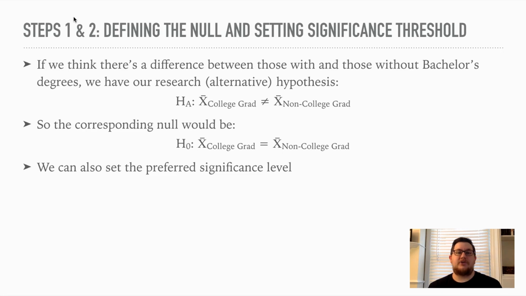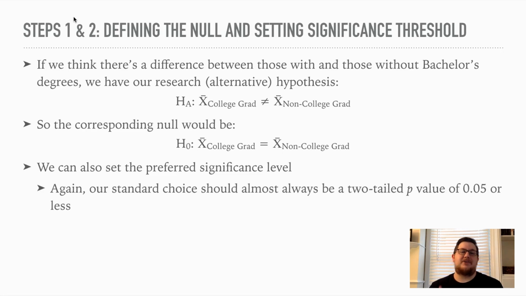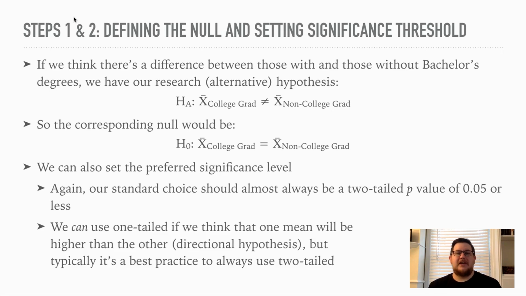From there, we also determine our preferred significance level. And again, our standard choice should almost always be a two-tailed p-value of 0.05 or less. There may be times we want to use a one-tailed test. For instance, if we think that one mean will be higher than the other, and in this case, we probably do think that those with a college degree will have better attitudes towards transgender people, right? In that case, we have a directional hypothesis. We can use a one-tailed test. But really, it's just best practice in political science. We always use two-tailed.